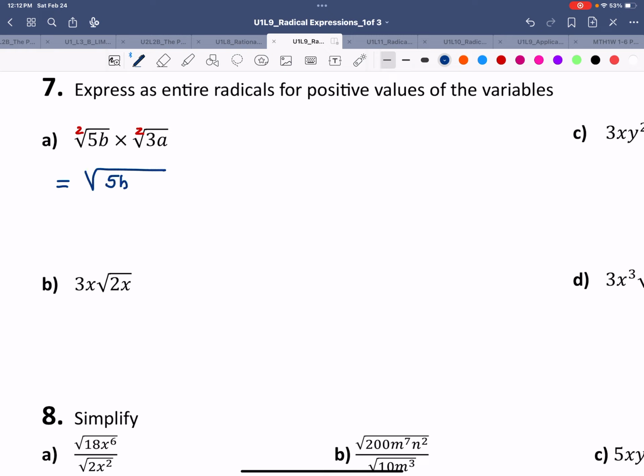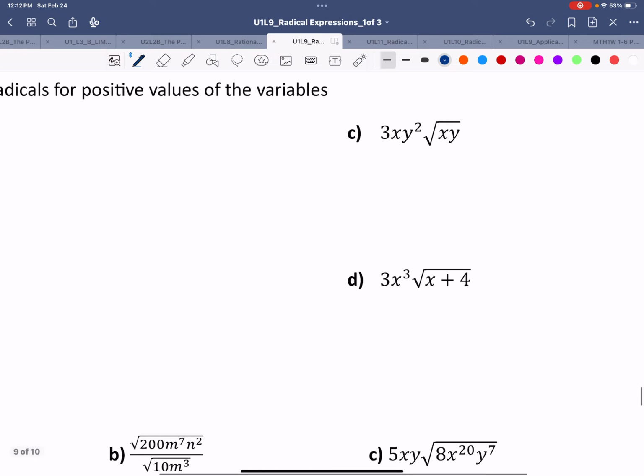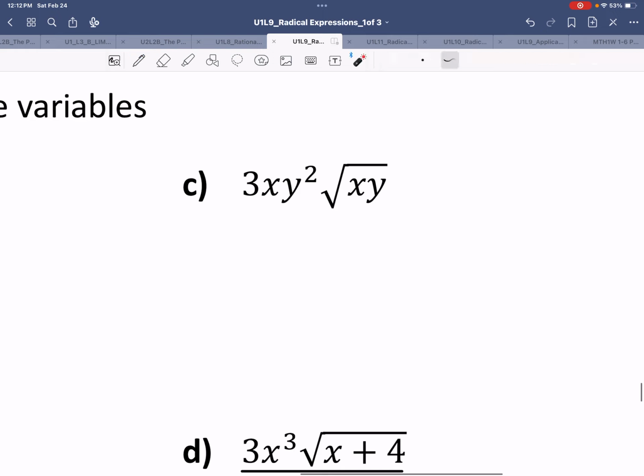So we have 5b times 3a, which would be equal to 15ab. So the square root of 15ab. Next, we'll have to write this term as an entire radical. As you can see here, we have an example of a mixed radical. So we have a regular term and a radical term, a regular term, so to speak, right?